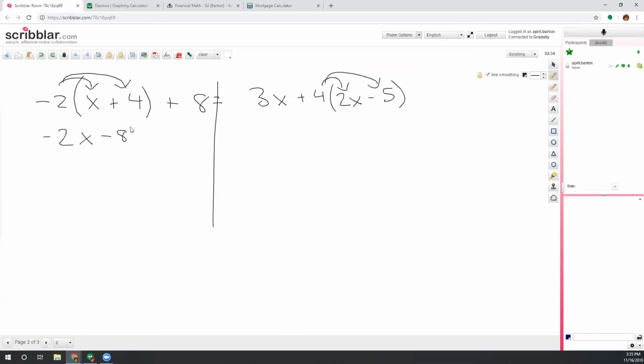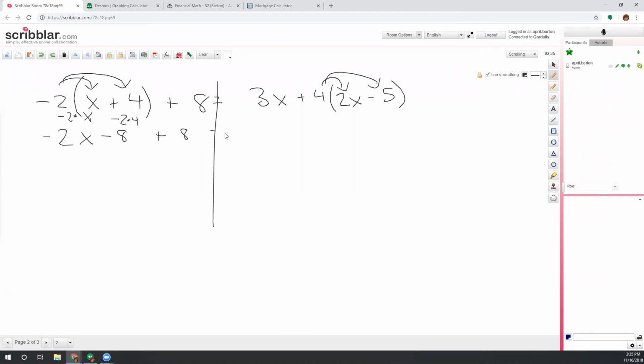And when we distribute, we're multiplying it by both things inside. Negative 2 times x is negative 2x, and then negative 2 times 4 is negative 8. You saw me just write the answer out because most of the time you don't write out the step of, hey, I'm multiplying, you just do the multiplication in your head.